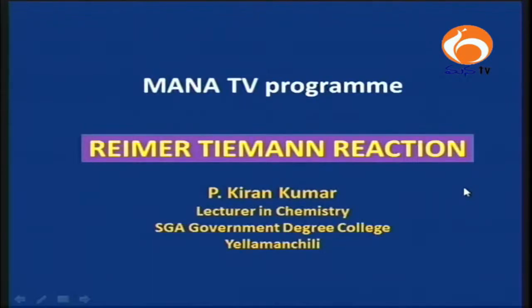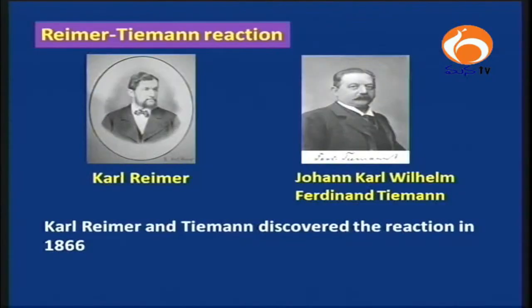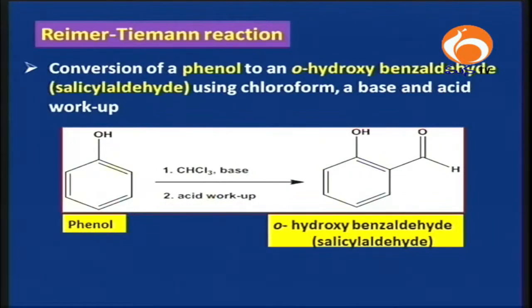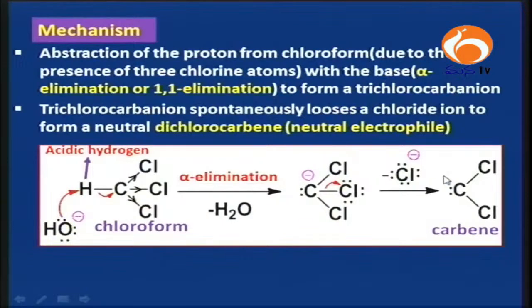The next reaction about which I am going to discuss is the Reimer-Tiemann reaction. This reaction was discovered in the year 1866 by two scientists, Reimer and Tiemann, and the reaction was named after the two scientists. This is the overall reaction. In the Reimer-Tiemann reaction, we will convert a phenol into the ortho-hydroxybenzaldehyde, also known as salicyl aldehyde. When phenol is treated with chloroform in the presence of a base, we will obtain this particular compound known as salicyl aldehyde. Let us see the mechanism.